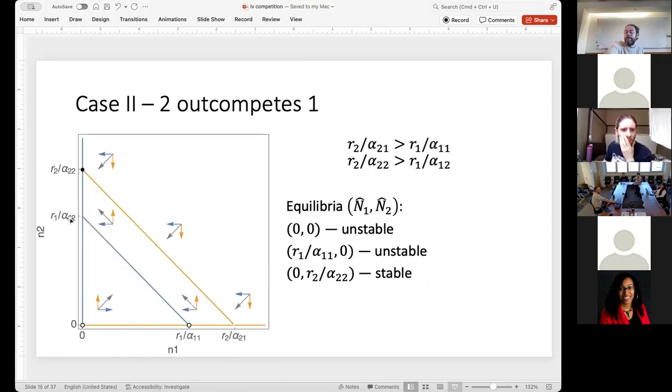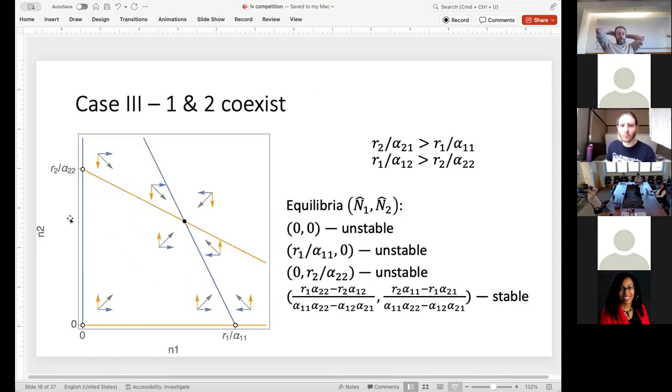Case 2 is just the same thing, but flip the axes. Not so exciting. Now, in both these cases, the isoclines didn't cross in the positive quadrant. So there's no chance of coexistence here. It's just going to be competitive exclusion. Just have to see who's better.